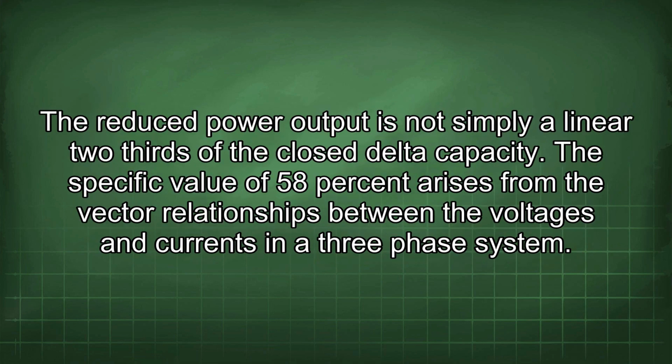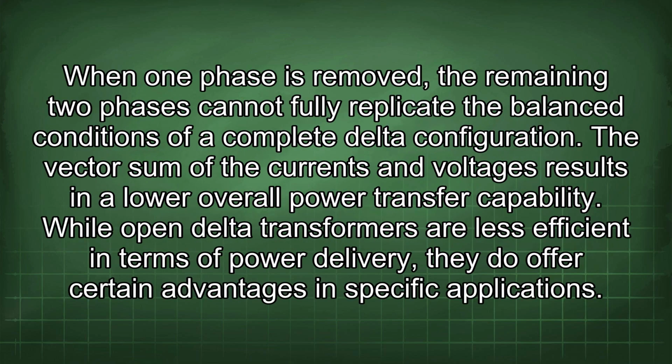The reduced power output is not simply a linear two-thirds of the closed delta capacity. The specific value of 58% arises from the vector relationships between the voltages and currents in a three-phase system. When one phase is removed, the remaining two phases cannot fully replicate the balance conditions of a complete delta configuration. The vector sum of the currents and voltages results in a lower overall power transfer capability.